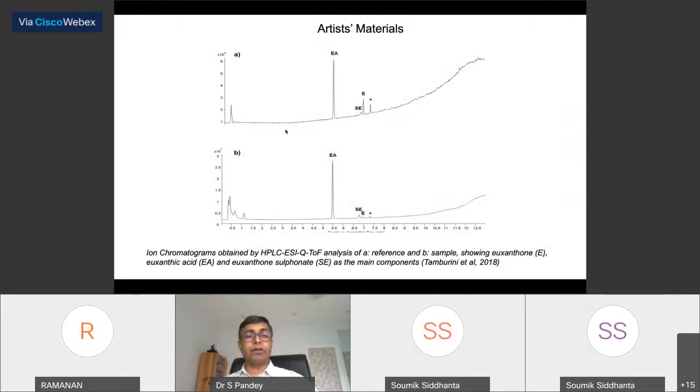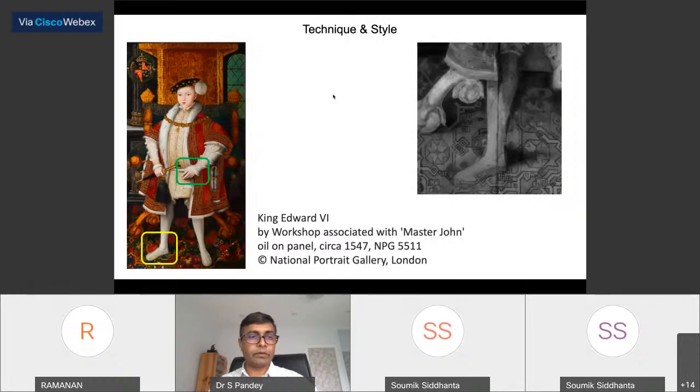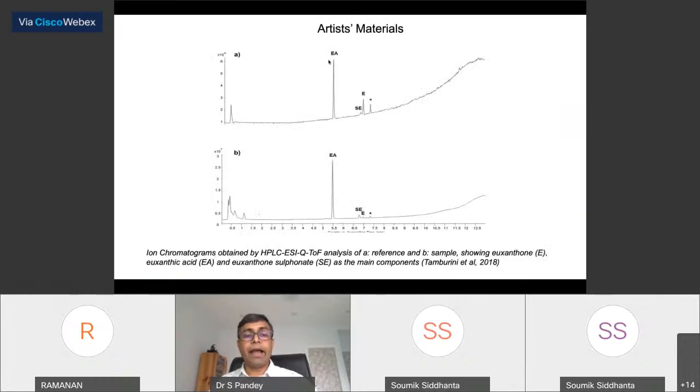There were samples collected, of course, from these wall paintings, and these were studied with HPLC time of flight analysis. And you can see, this was a reference sample, and this is the wall painting sample, and you can see it is showing euxanthic acid and euxanthone sulfonate. These are the components of Indian yellow, and it's a perfect match showing that this is Indian yellow.